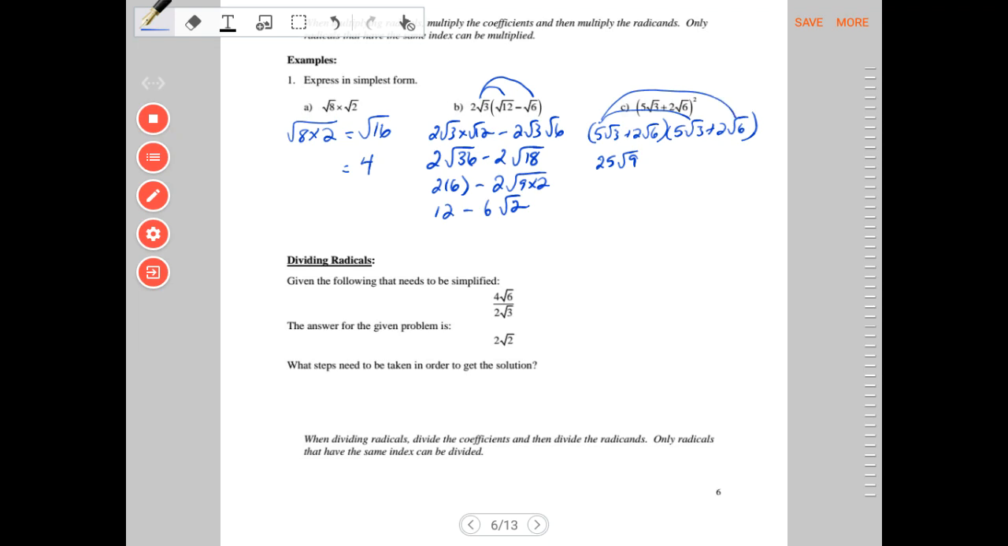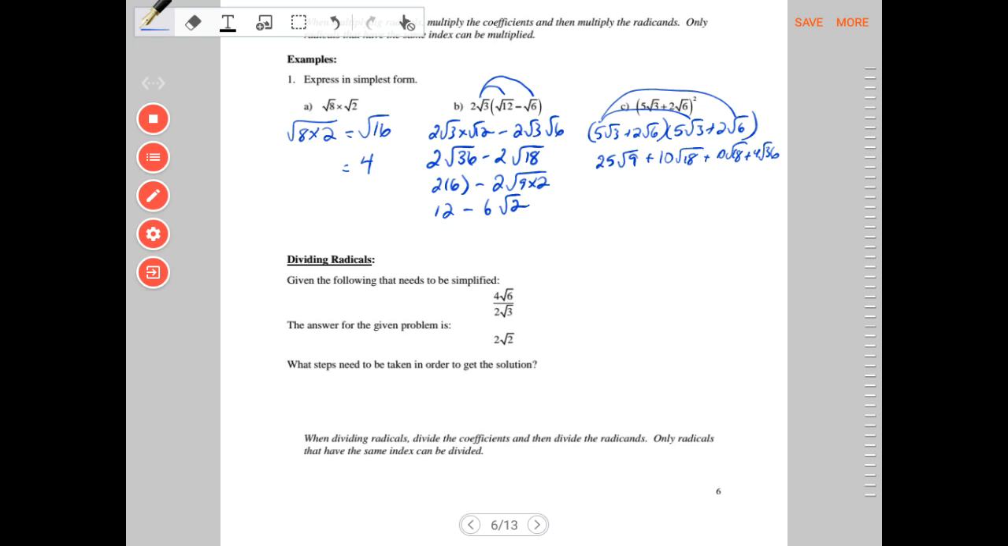So 5 times 2 is 10. And this is all positives, because everybody's positive. Root 3 times 6 is 18. Okay, and then we're going to do the inners. So 2 times 5 is 10. And again, 6 times 3 is 18. And lasts, 2 times 2 is 4, and root 36. Okay, let's simplify.